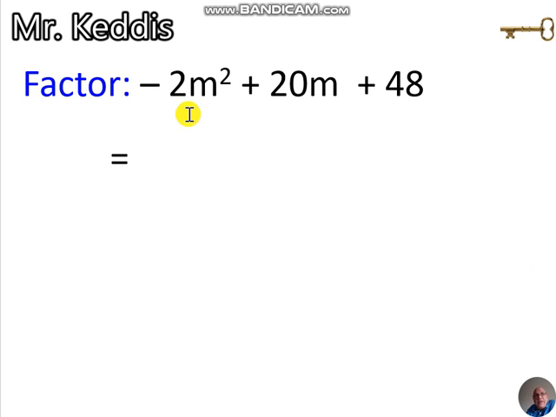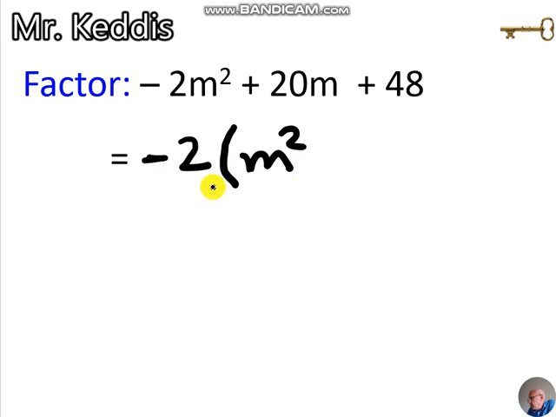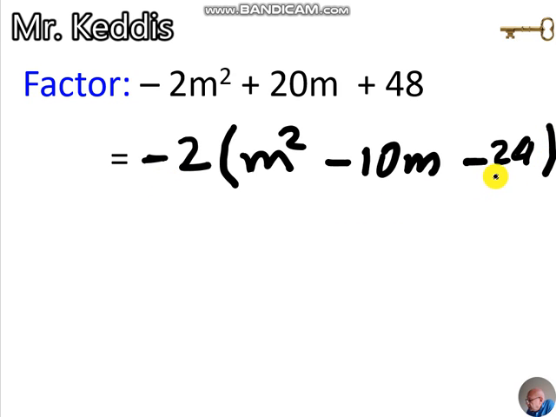I take negative 2 common factor here. Negative 2 here common factor. Here m squared. Negative times what to get positive? Negative times negative. Here 10m. Because negative 2 times negative 10, I get positive 20m. Because here positive also means negative times negative, I get positive. And here 24. But if you multiply negative 2 times negative 24, you get positive 48.